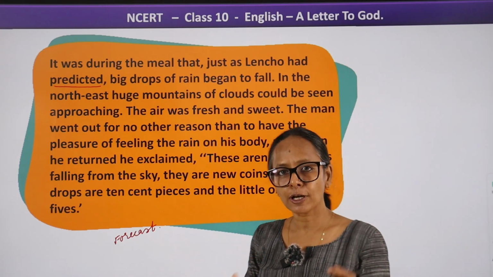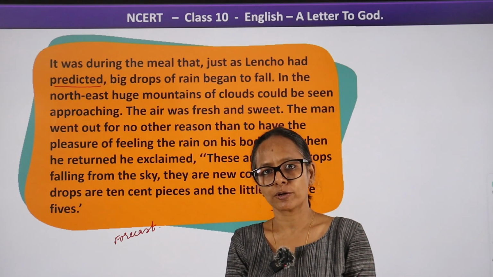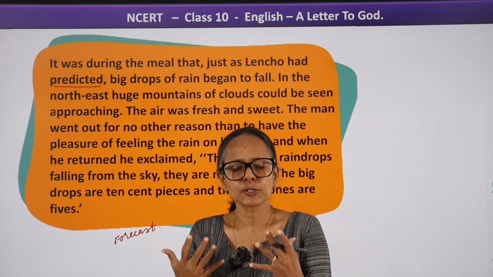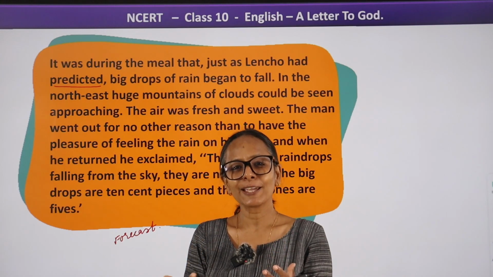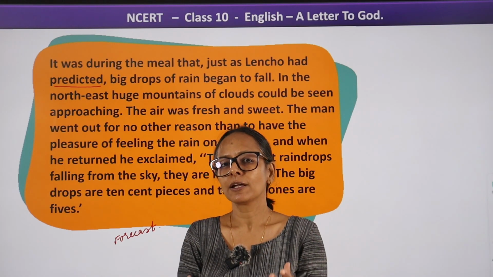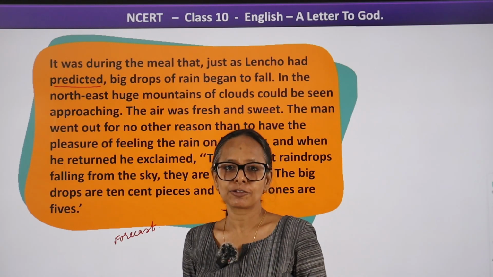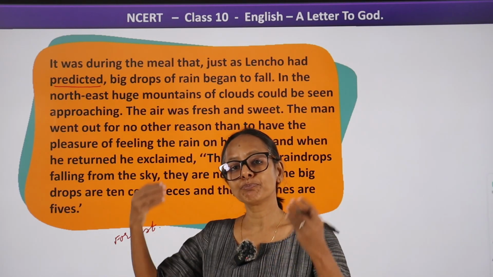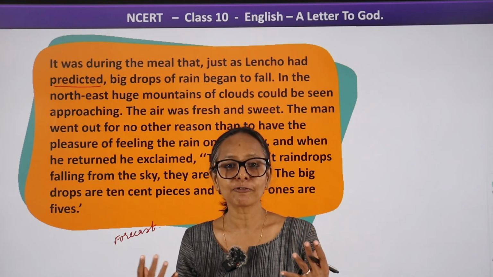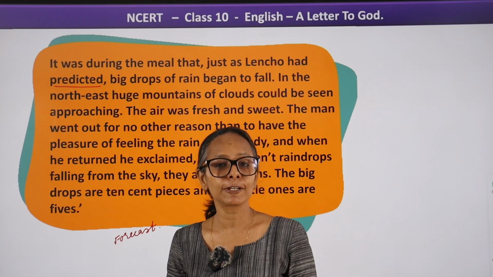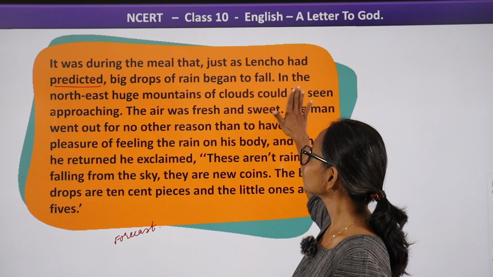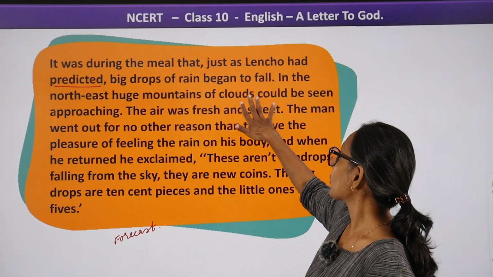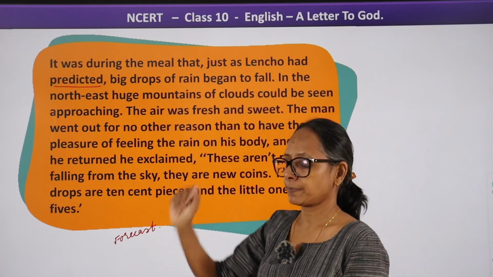So this is a really good thing because this is what the earth wanted. This is what Lencho wanted because the crop is just beautifully growing and all he wants is some heavy rain. If not heavy rain, at least some light rain is what they wanted. And now as they are eating, big drops of rain are falling, and this is such a lovely thing for this family. In the northeast, huge mountains of clouds could be seen approaching.